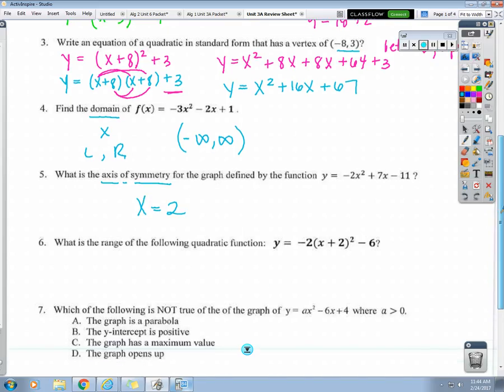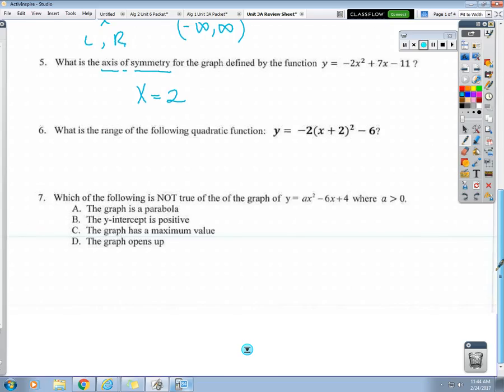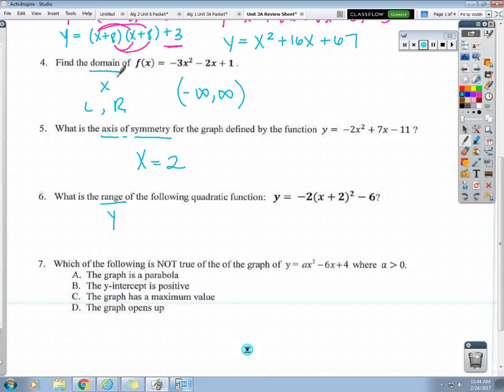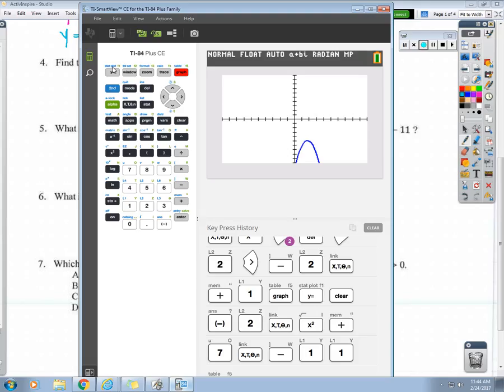Alright, number 6. What is the range of the following quadratic function? Well, when you hear the word range, what do you think of? Y values. Okay, well, with domain, we do left and then right. With range, we do... But which one first? Down and then up. Okay, so we see how far down the graph will go and then how far up it will go. So let's graph it so we can see a picture of it.